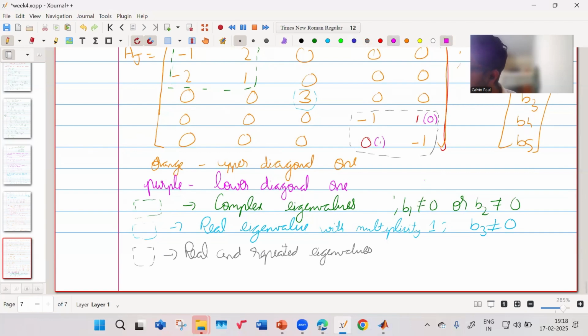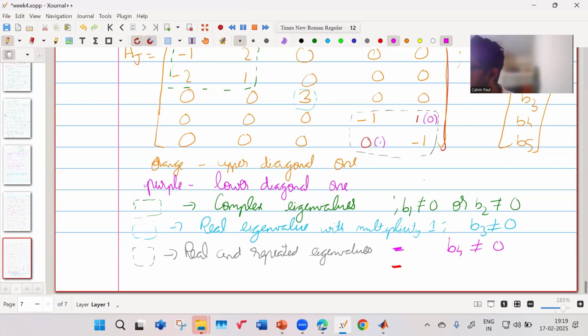In this, there are two cases. One is the purple case, and one is the red case. In the purple case, if this is 1 and this is -1, then what I need is B4 should not be equal to 0.